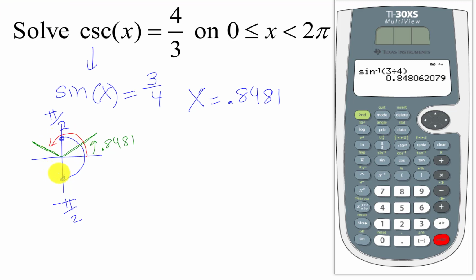And you can see by looking at the picture, because these angles are the same size, that I could take pi minus 0.8481, and that would give it to me. Now my calculator already has that in, so I do pi minus, hit the second button to get answer, and I get the second angle, which is going to be 2.2935.